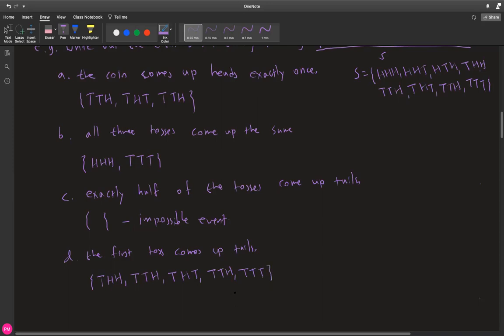So those are all the possible outcomes when the first toss is tails. Oh, these 2 are the same, sorry. This is the same thing. Yep, I think that's correct.